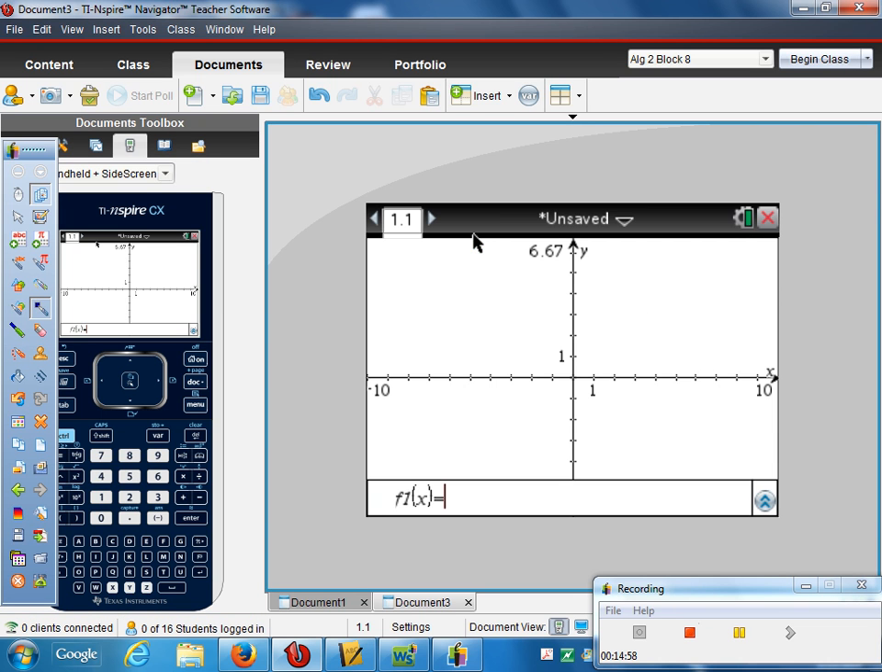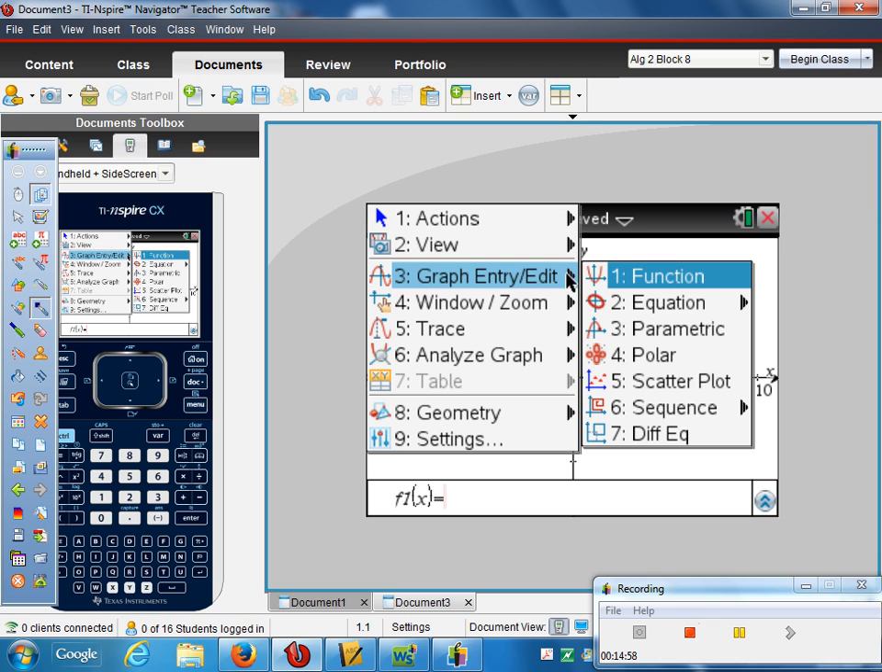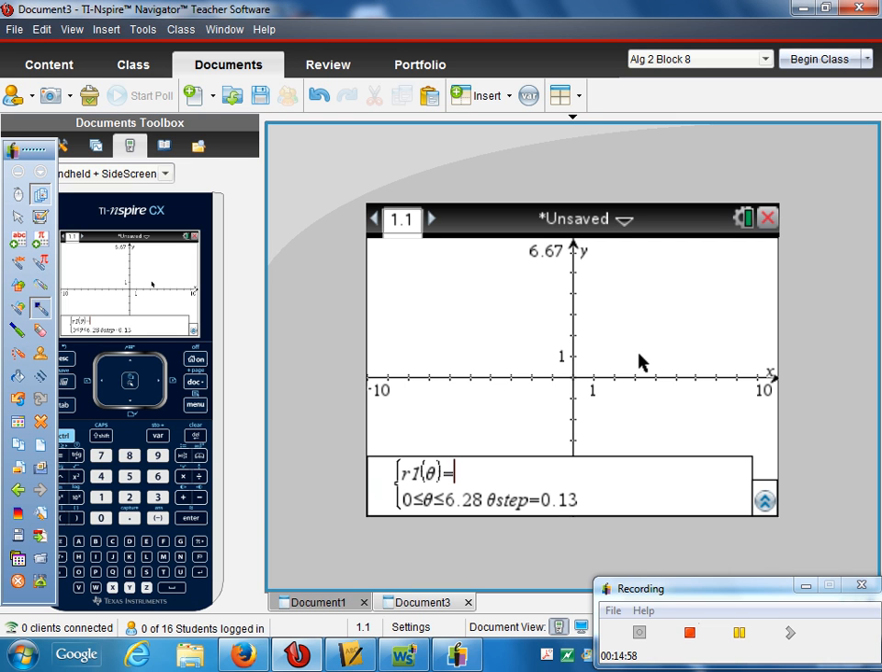Okay, but the problem is our graph is set up to do an f of x graph. I'm not doing function graphing, I'm doing polar graphing. There's one in the menu, so we have to tell it, hey, Graph Entry, I don't want to enter a function. I want to change the graph entry to polar. Notice now instead of F1, it wants R1.